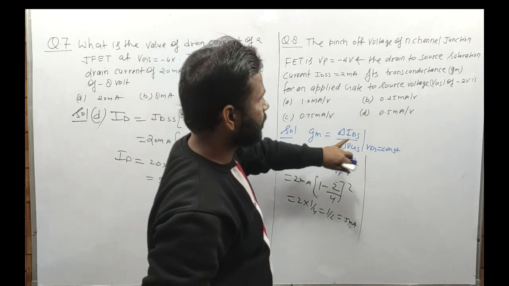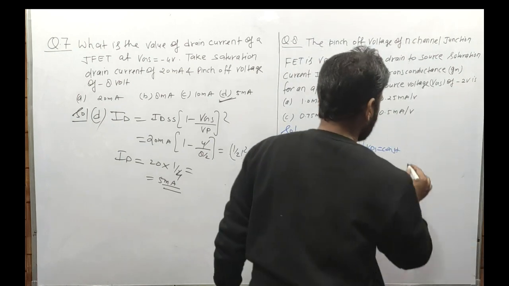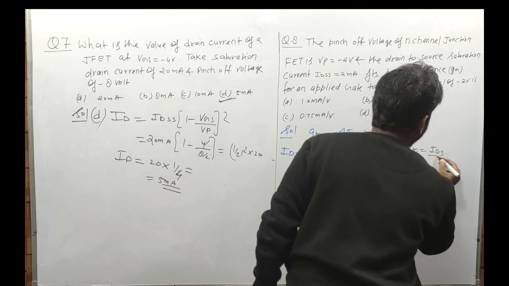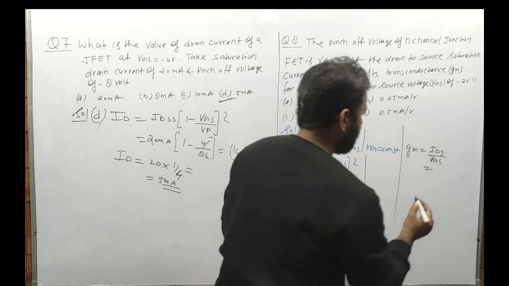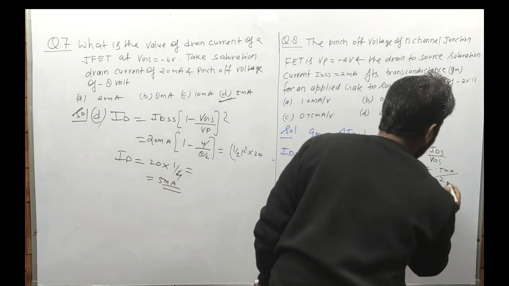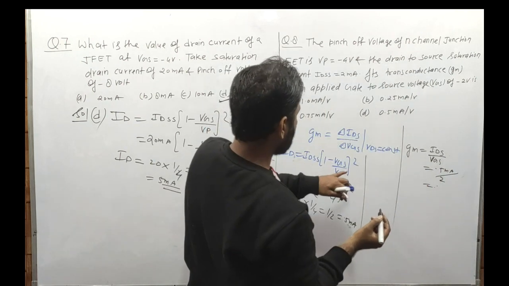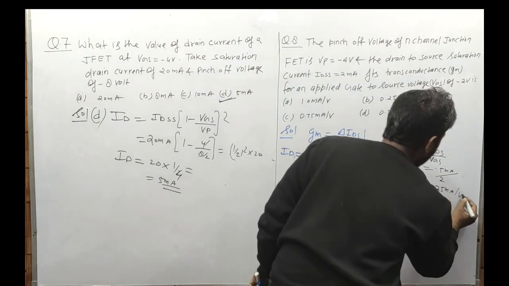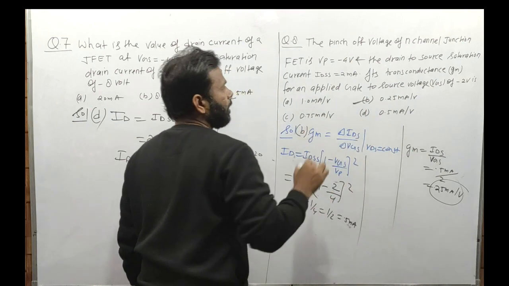Now VGS is how much? VGS is minus 2 volts. So gm is IDS upon VGS. So 0.5 milliampere divided by how much? 2. So it is 50% of half, that is 25%, so 0.25. 0.25 is given in the option here. 0.25 milliampere per volt is given. So the correct answer for this question will be B, absolutely correct.